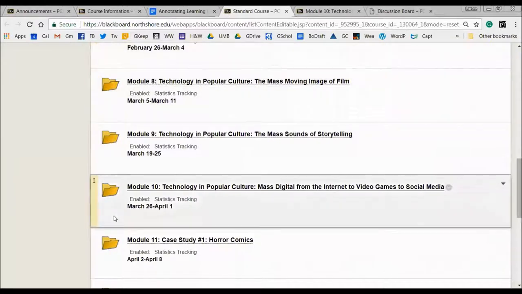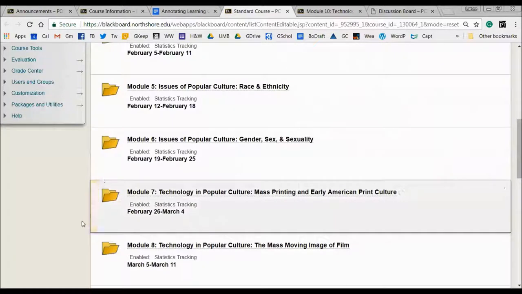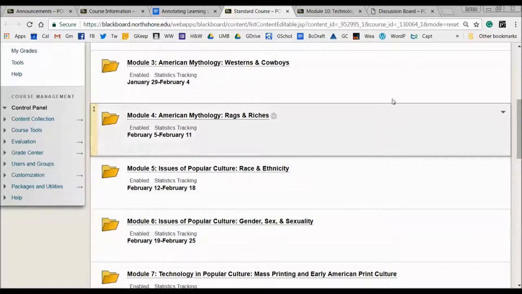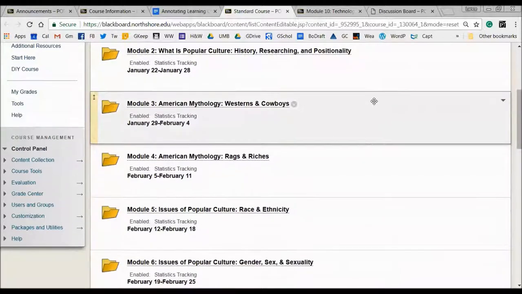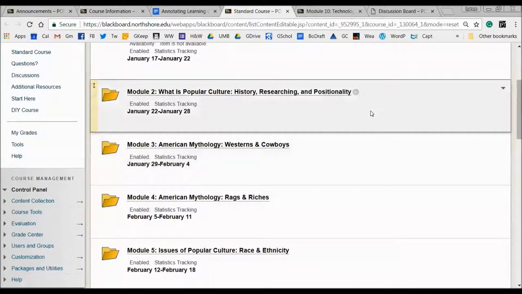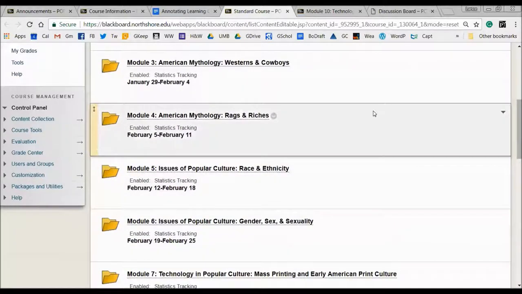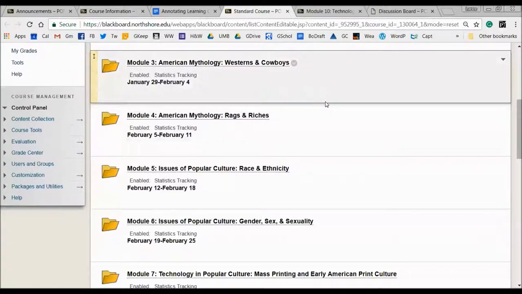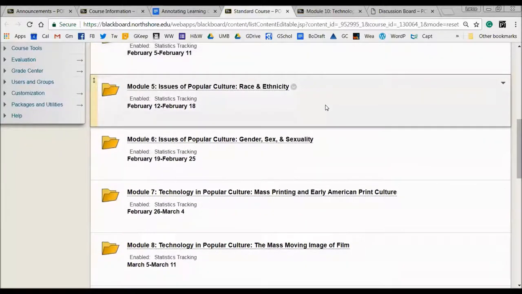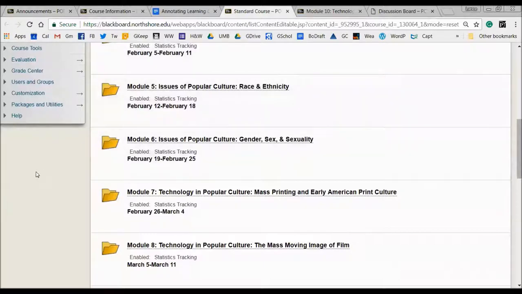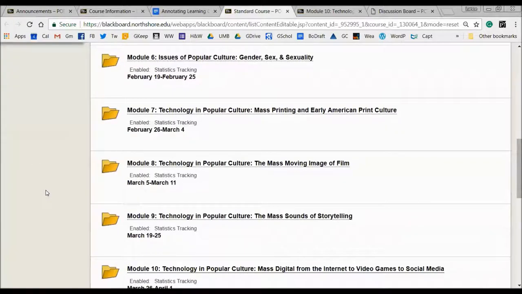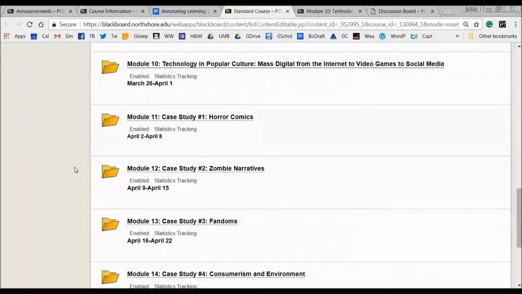All right, moving along. That was what I called the DIY version of the course, where the students would craft it together. If they didn't do that, they opted for the standard or traditional course. I have it structured to get us to think about what popular culture is, looking at major themes such as Westerns and cowboys, or rags to riches. Then major issues in popular culture, race and ethnicity, gender and sexuality, and then the technology of pop culture and how it has changed our experiences around it. And towards the end, we do case studies.